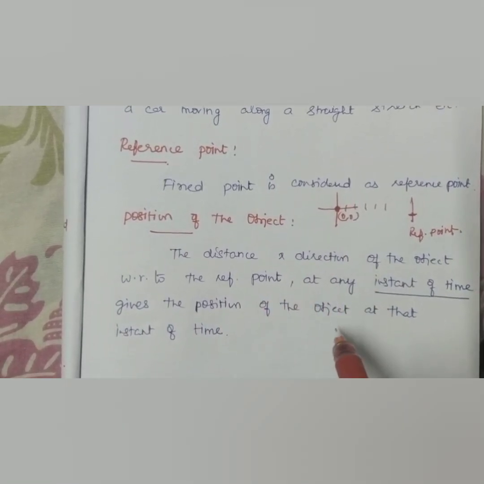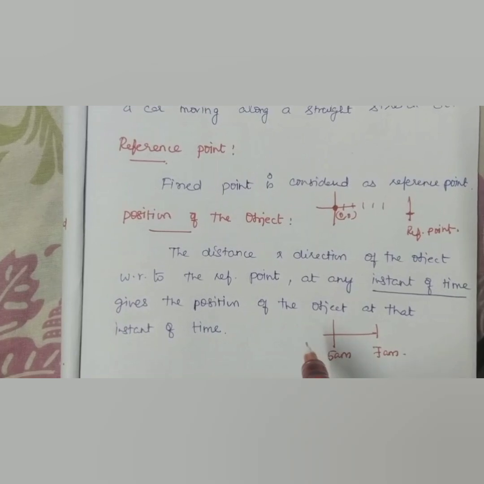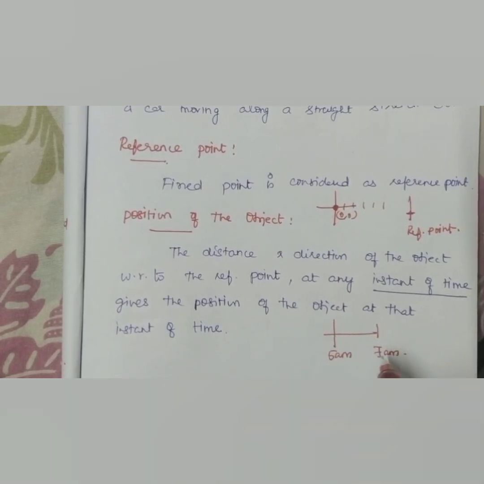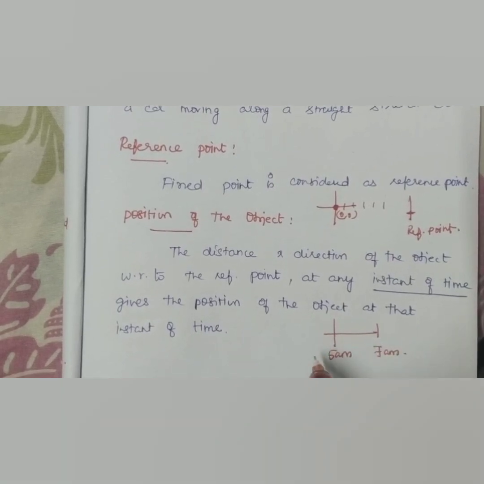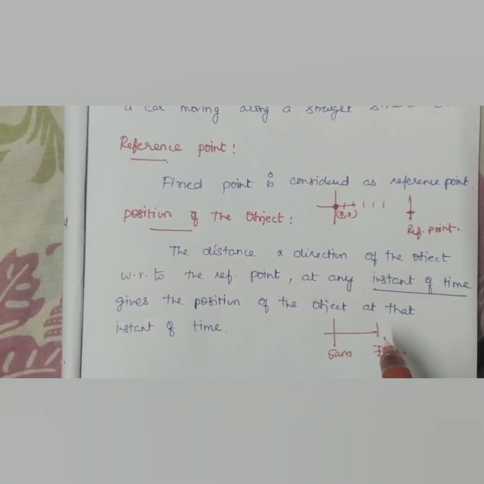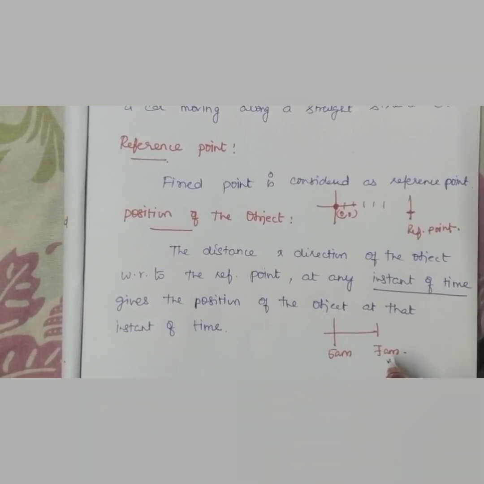So for example, I started from the pillar at 5 a.m. in the morning. Then I reached the metro station at 7 a.m. So what have you taken? At 5 a.m. I started from the pillar and I reached the metro station at 7 a.m. So you are calculating your distance and the direction. Means I moved from left to right, from pillar to the metro station. I started moving at 5 a.m. Then I reached the metro station at 7 a.m.